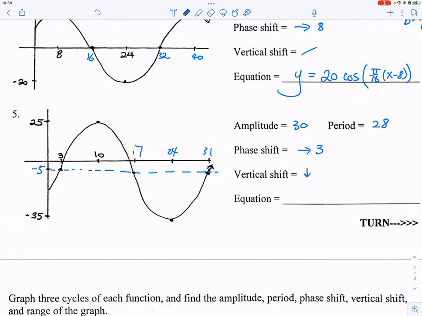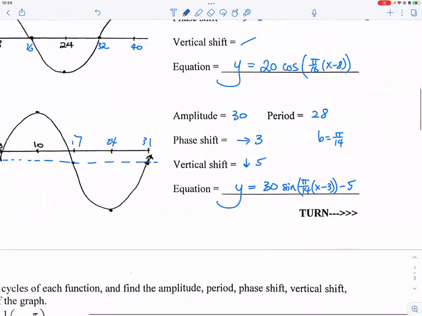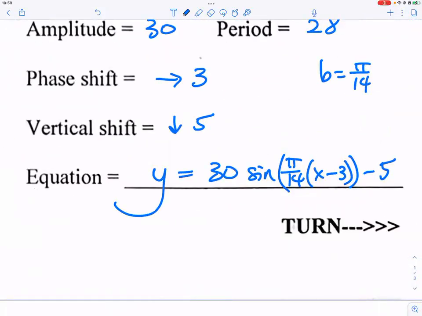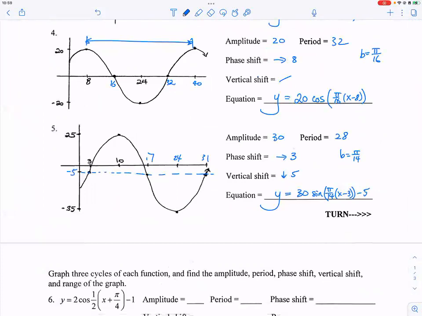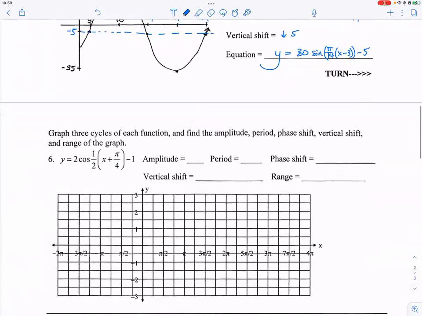Vertical shift down 5. So the equation is y equals 30 sine, and then b value is pi over 14, x minus 3, minus 5. Such a piece of art with the long equation. When you do your calculus next year, you are going to write something much lengthier than this.